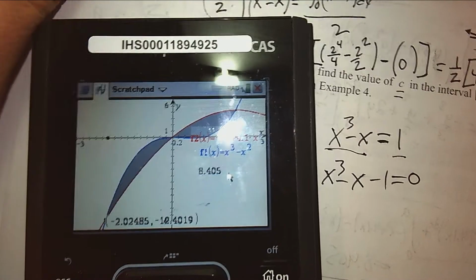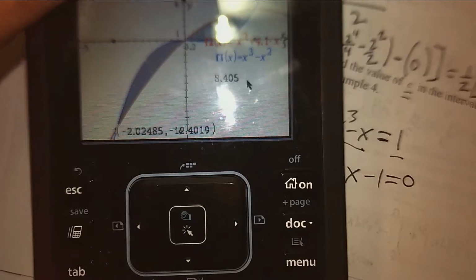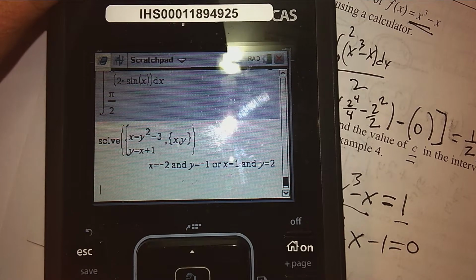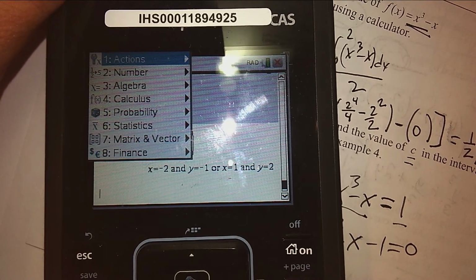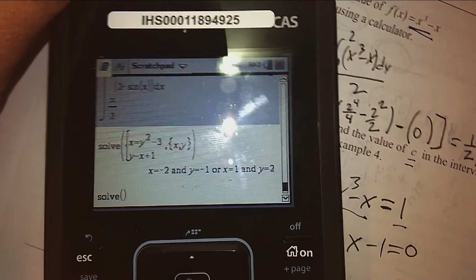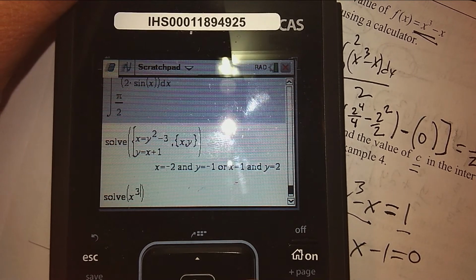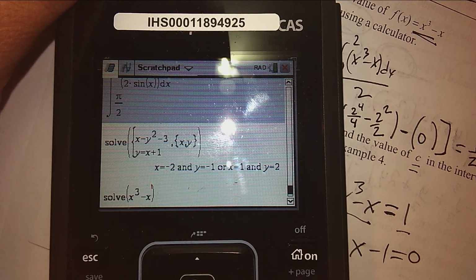How do I get off this graphing part? I press the shaky calculator button. That's the scratch pad. And then how do I solve an equation? I press menu, I go to algebra, and then I go to solve. That's 1. And then what am I going to type in? X cubed, move the cursor, subtract x, subtract 1.